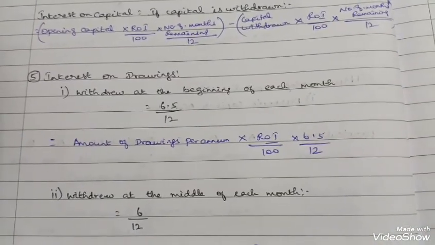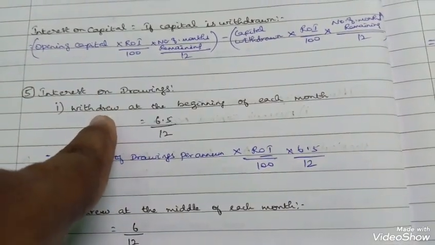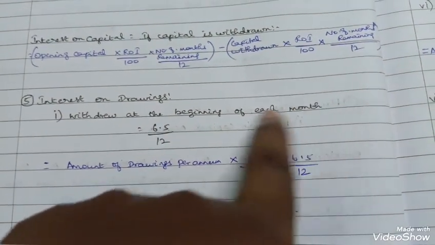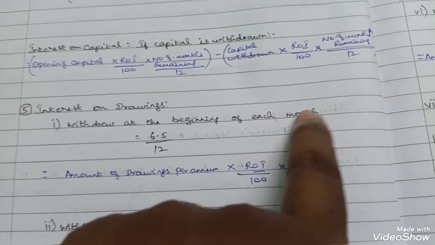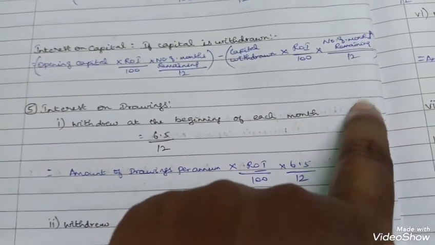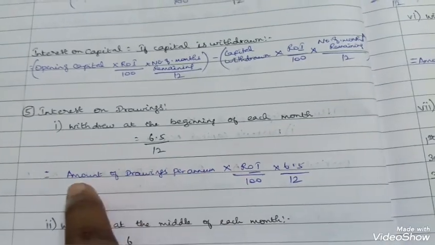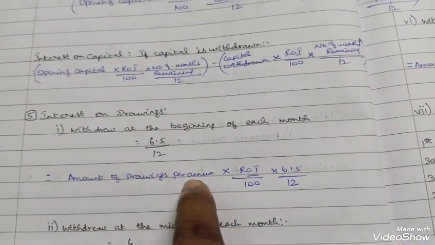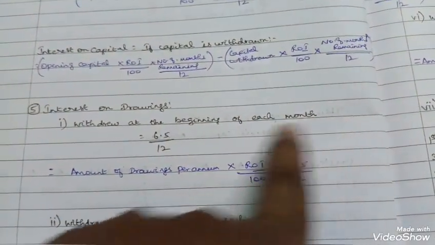The next concept we are moving to is interest on drawings. So if the person is withdrawing at the beginning of each month the amount, suppose for example, withdraw at the beginning of each month 2000. So 2000 into 12, you convert that amount first into per annum. That's why I have told here amount of drawings per annum. That amount only you have to take, since it is a month, into 12. Okay, so per annum.